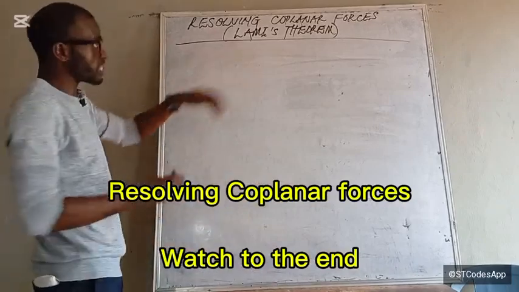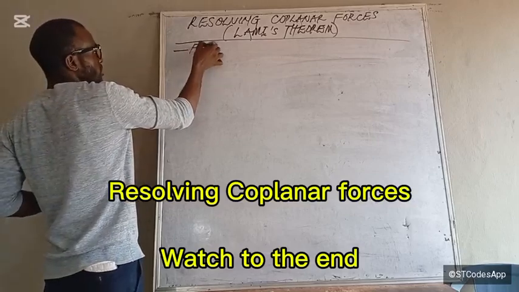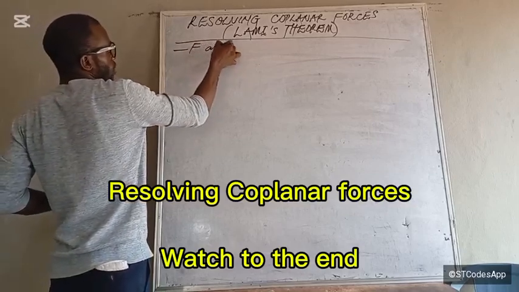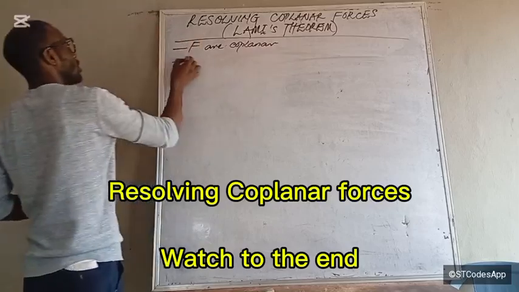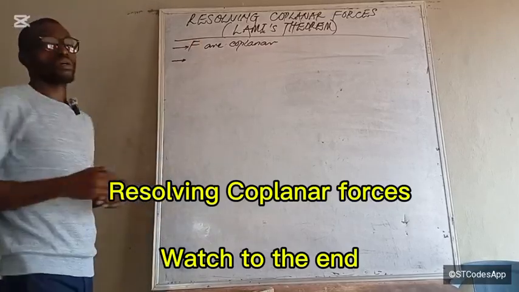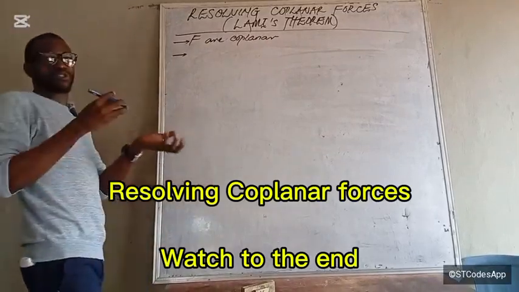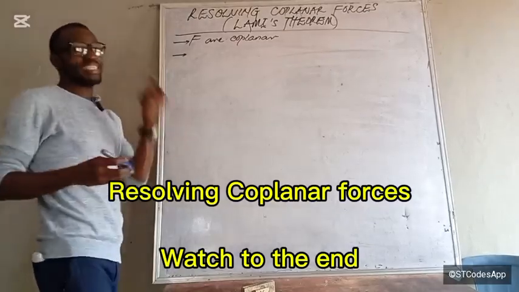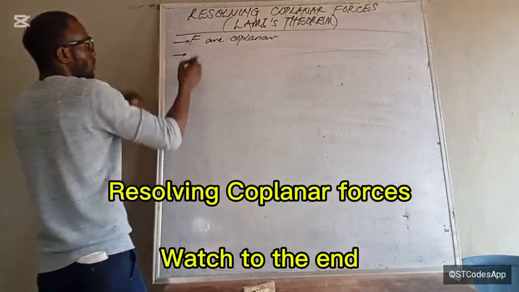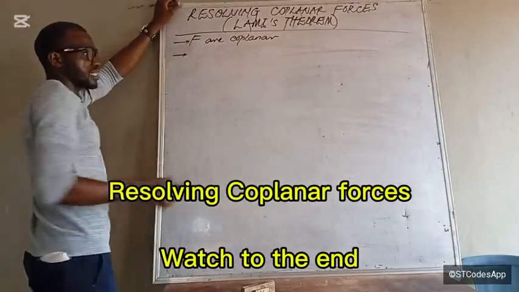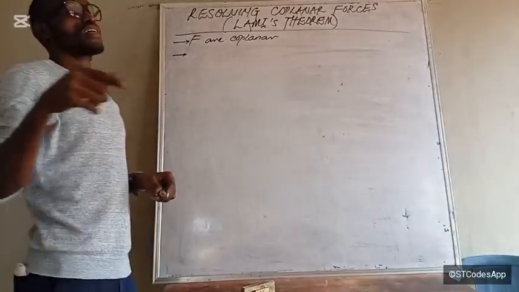the conditions for using Lami's theorem are: one, the forces must be coplanar. Number two, they must act at the same point. Meaning that you're looking at them from the source. It's like they are co-initial also. Co-initial forces. Exactly. They must act at a point, and they must act at the same time.